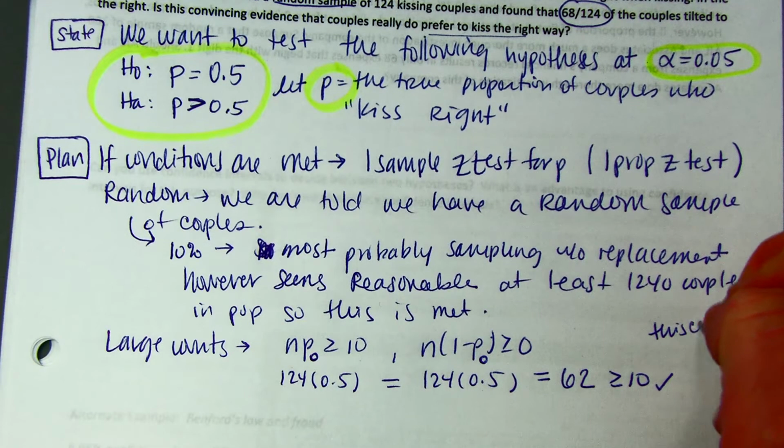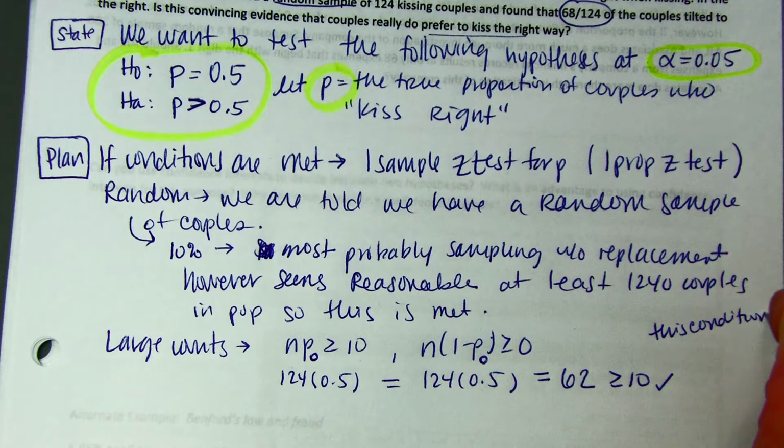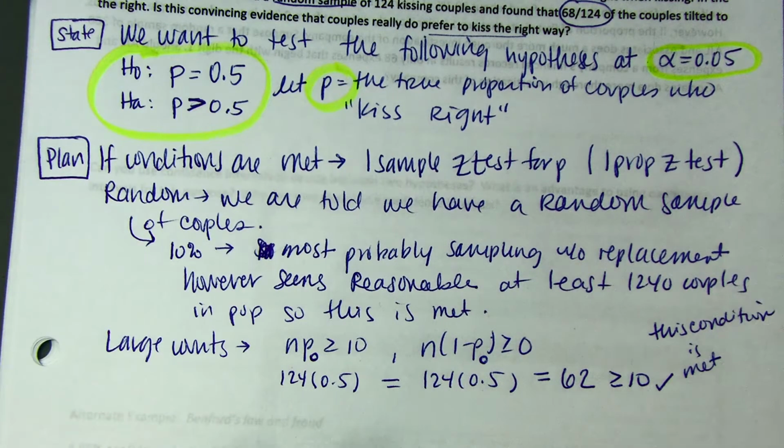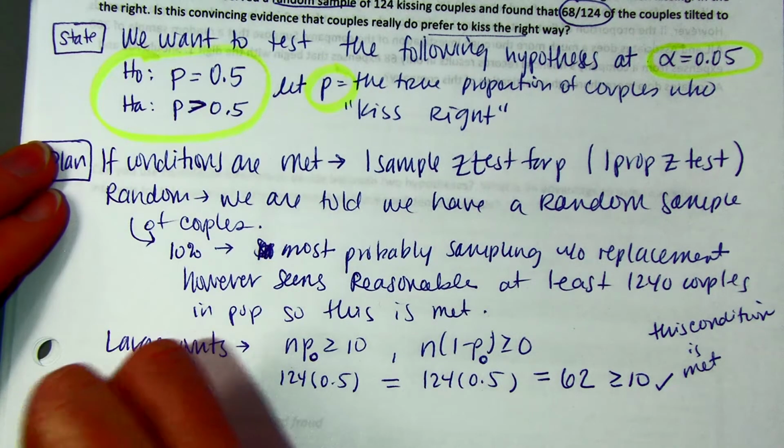And this condition has to do with determining the shape of the sampling distribution of the sample proportions. So this allows us to approximate normality of the sampling distribution of the sample proportions.